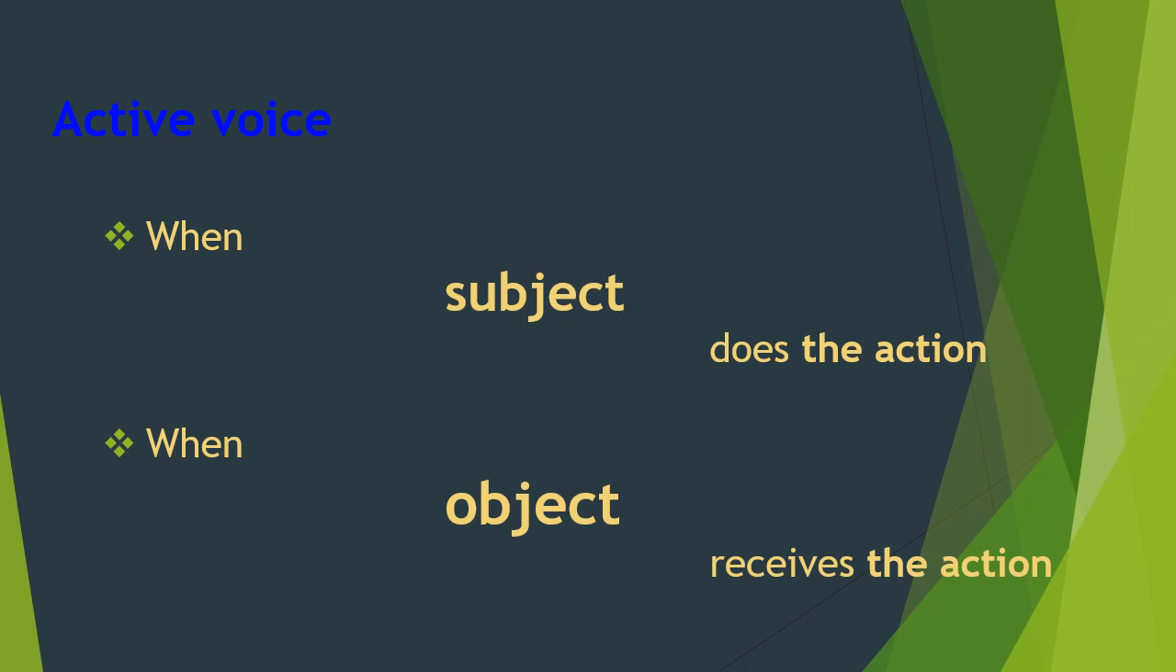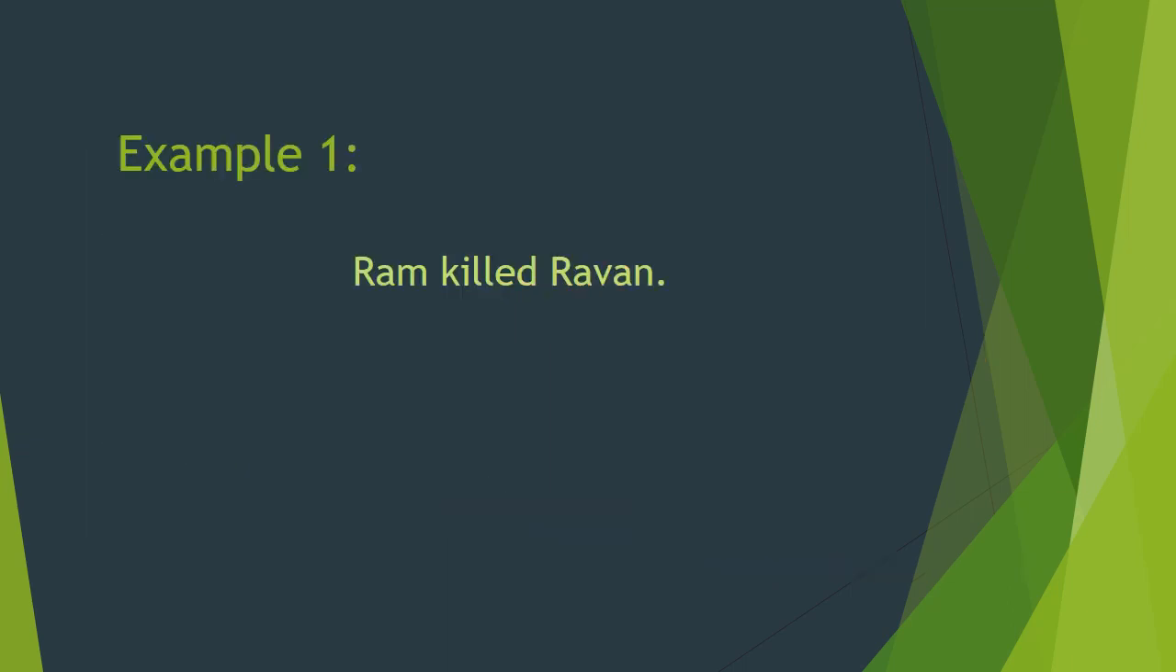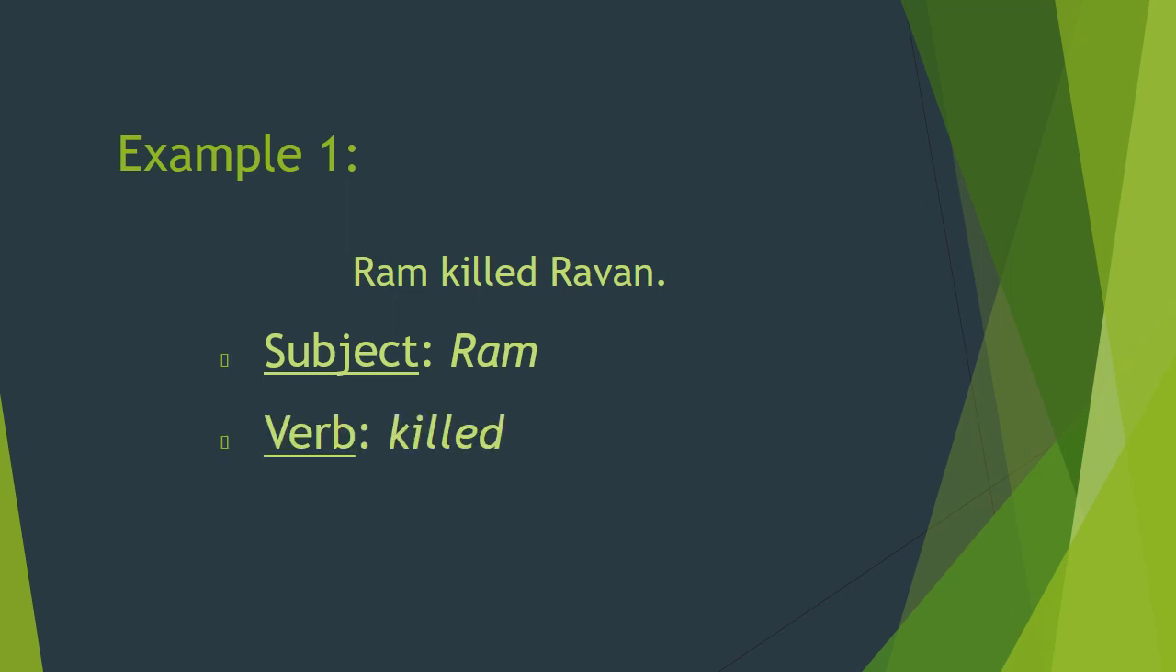Here the subject is active and hence such sentences begin with the subject. The object receives the action of the verb. So it is called active voice. Let us learn with an example. Ram killed Ravan. Subject is Ram, verb killed, object Ravan.